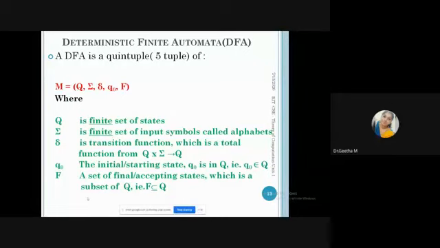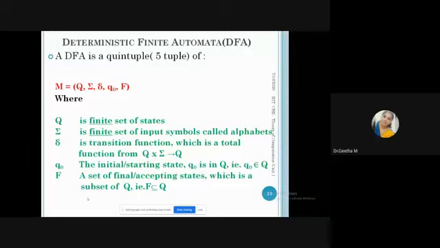From among all the states, we have to represent our initial state. So the initial state can be given by Q naught. Obviously Q naught belongs to capital Q. Compulsorily your Q naught should be in capital Q. So that is your initial state. Any number of final states can be given here, so a set of final states, which is a subset of capital Q. So F is a subset of capital Q. So this is your definition of finite automata, or deterministic finite automata.